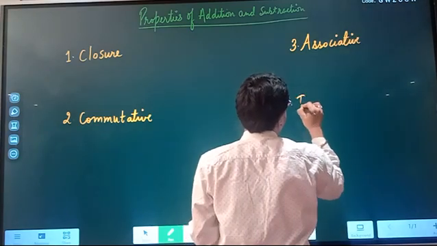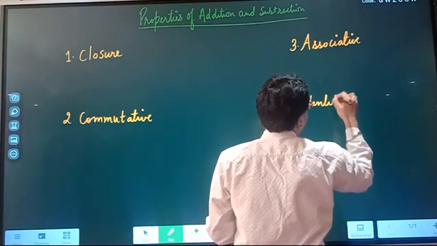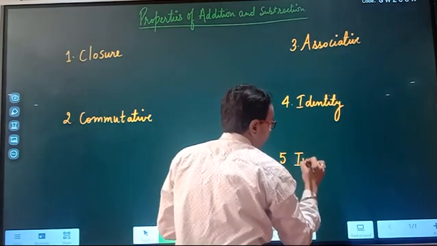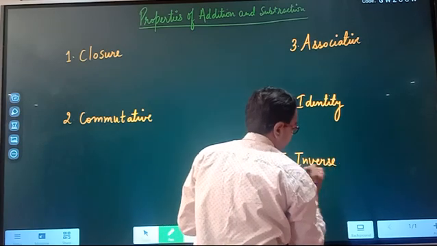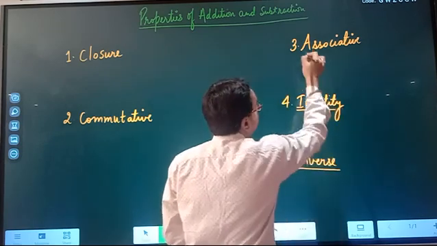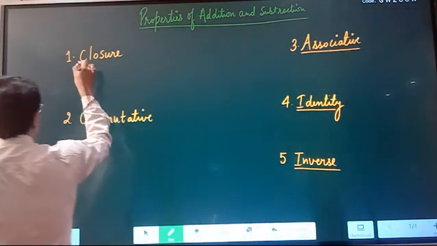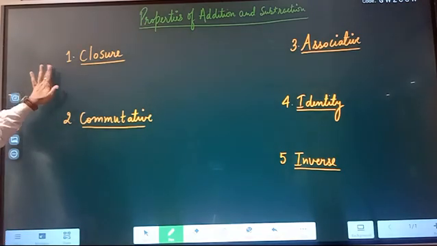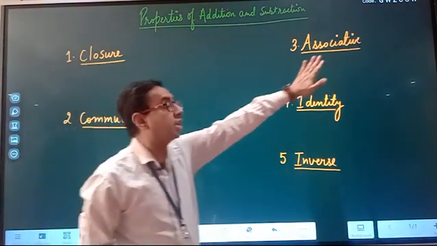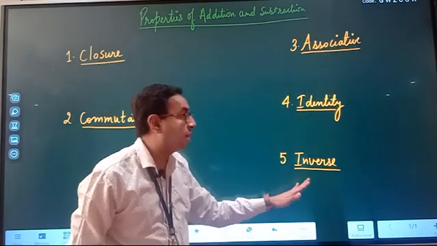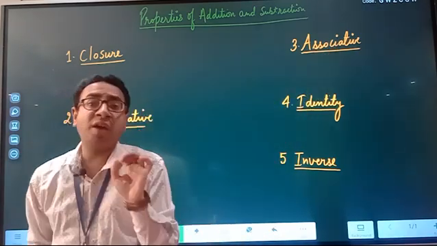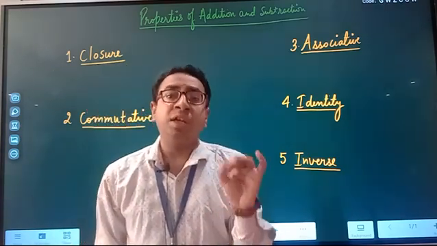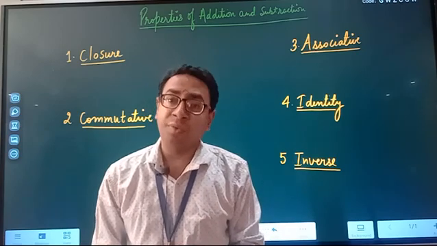Fourth is the identity property. We'll see what the identity property is. And last is the inverse property. So I'm writing the main title of the property, and later on we'll be doing these properties in detail. The names of the properties are closure property, commutative property, associative property, identity property, and inverse property. We'll see these 5 important properties which will help you in having deep knowledge about integers. Right?